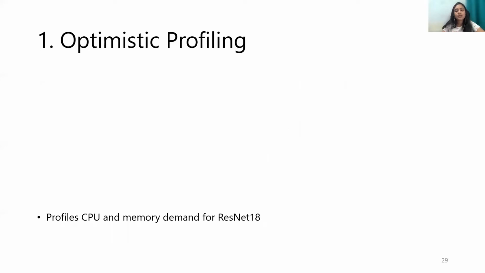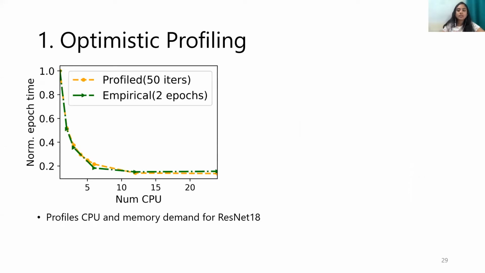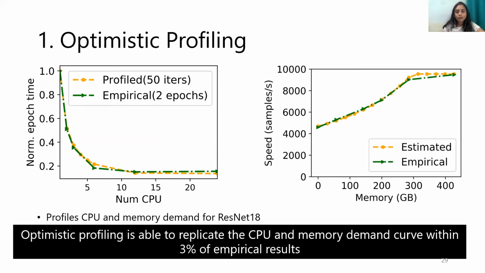So first, we show that the optimistic profiling technique is able to model the trend in CPU and memory sensitivity closely. Synergy profiles the model at discrete CPU and memory points for about 50 iterations, here for the ResNet18 model on a V100 GPU. This is indicated by the orange line here. The green line indicates the job throughput that's empirically measured and averaged over 2 epochs. As we can see here, Synergy is able to replicate the resource demand curve to within 3% of the empirical runs. And this holds across different models.